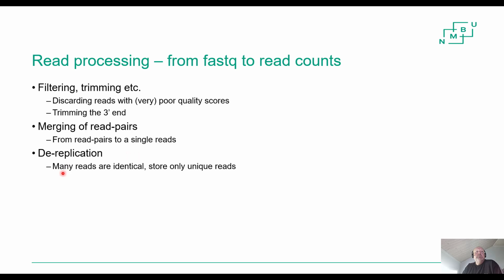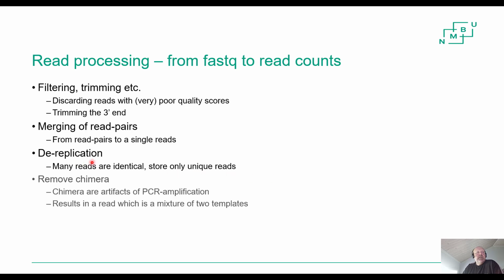And then we do dereplication. What does that mean? Because remember now, we sequenced these amplicons which are from these markers, so many of the reads will be identical to each other. And instead of storing 1,000 copies of the same thing, you store only one and say how many copies I had of this one. Only the unique reads. That's dereplication.